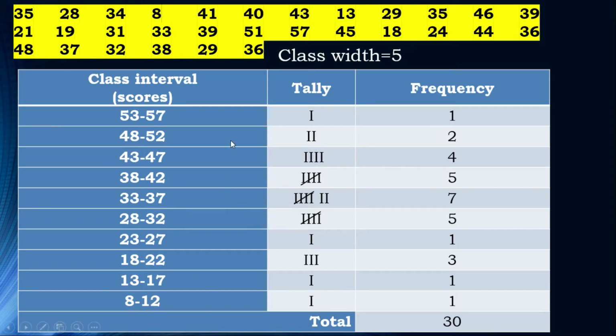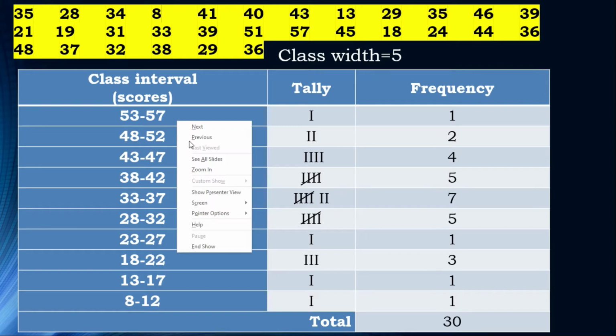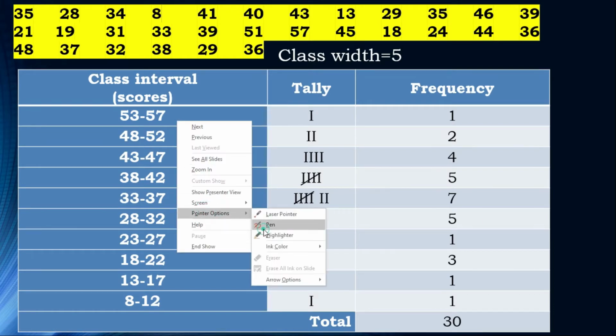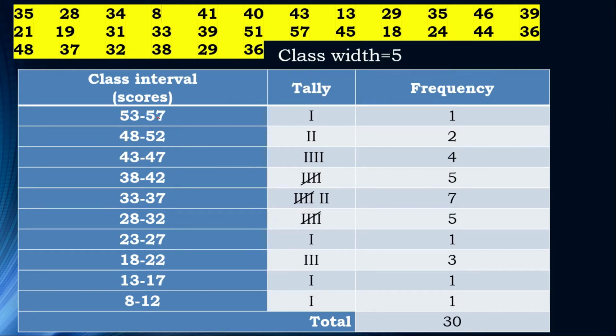So, mag-start tayo dito sa 53 to 57. Okay. So, 53 to 57, tingnan natin kung meron tayo dito. Ayan, we have 57. Bilugan natin para hindi na tayo malito. Ayan, 57. So isang beses lang na ulit. Ayan, so we have here 1 at yung frequency niya is 1.